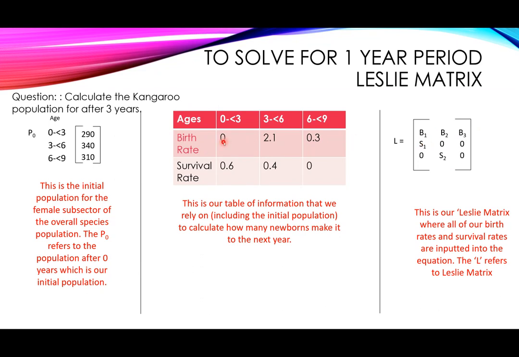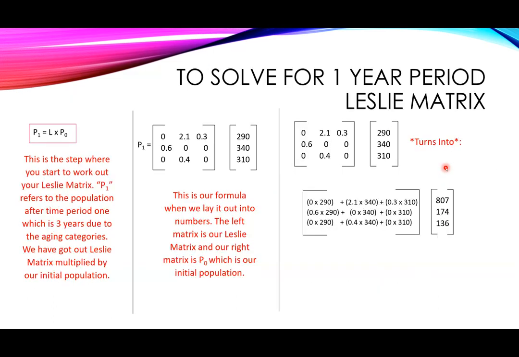because our birth rate, this is where our information comes from. We have got our birth rate 1, 0, our birth rate 2, which is 2.1, which comes here, and our birth rate 3, which is 0.3, which goes into there. Our survival rate comes into here, which is 0.6, and our survival rate here, 0.4, comes into here, which is shown on this Leslie matrix right here. And this all turns into this later.